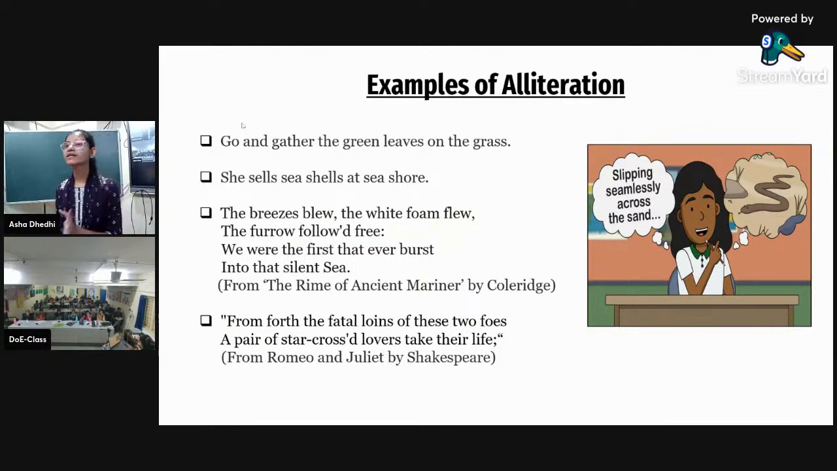Now, examples of alliteration within literature. Here are some of the examples. There is one line from The Rime of the Ancient Mariner by S.T. Coleridge: The breezes blew, the white foam flew, the furrow followed free. We were the first that ever burst into that silent sea. In the first line, we will see a repetition of the B sound, breezes blew. Then foam flew, the furrow followed free. Right? So F is getting repeated 5 times, and then we were, so W is getting repeated here. Then there is one famous line from Romeo and Juliet by Shakespeare: From forth the fatal loins of these two foes, a pair of star-crossed lovers take their lives. Within the first line, we will see the repetition of the F sound.